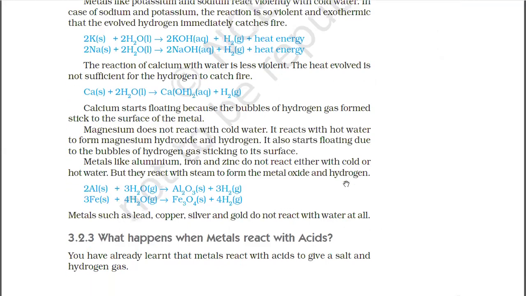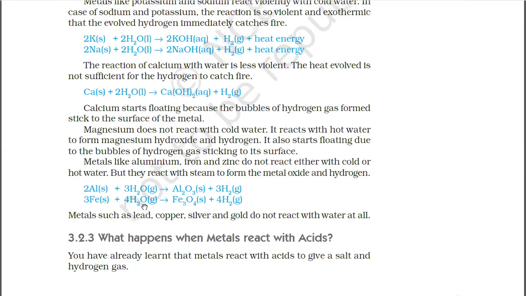Magnesium does not react with cold water. It reacts with hot water to form magnesium hydroxide and hydrogen. It also starts floating due to the bubbles of hydrogen gas sticking to its surface. Metals like aluminium, iron, and zinc do not react either with cold or hot water, but they react with steam to form the metal oxide and hydrogen.